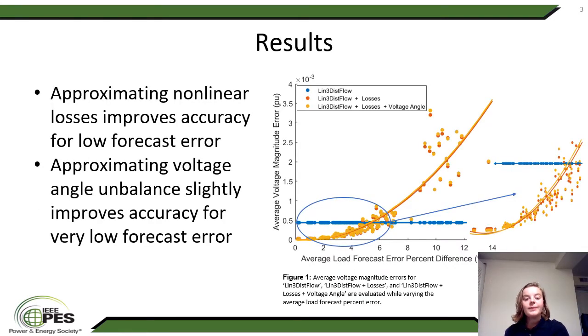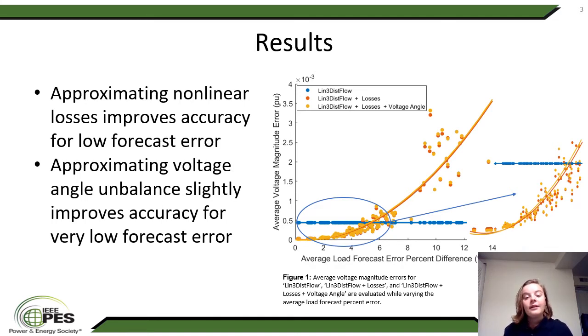The first set of results we have here is what happens when the forecast error changes. So this is the difference between the actual power flow and the reference power flow. As you can see, Lin3DistFlow does not change at all depending on forecast error because it is not dependent on the reference power flow.